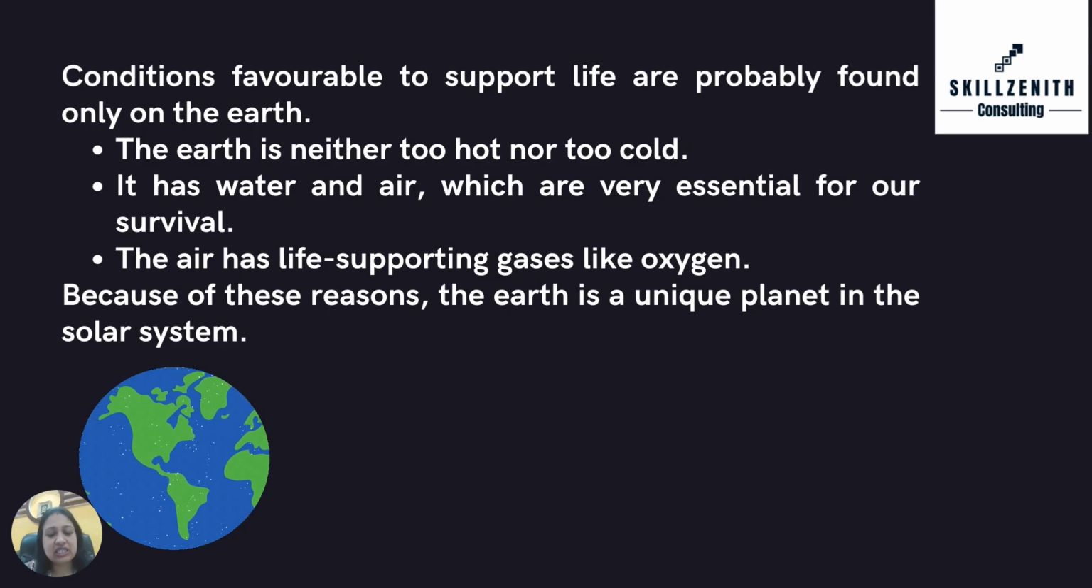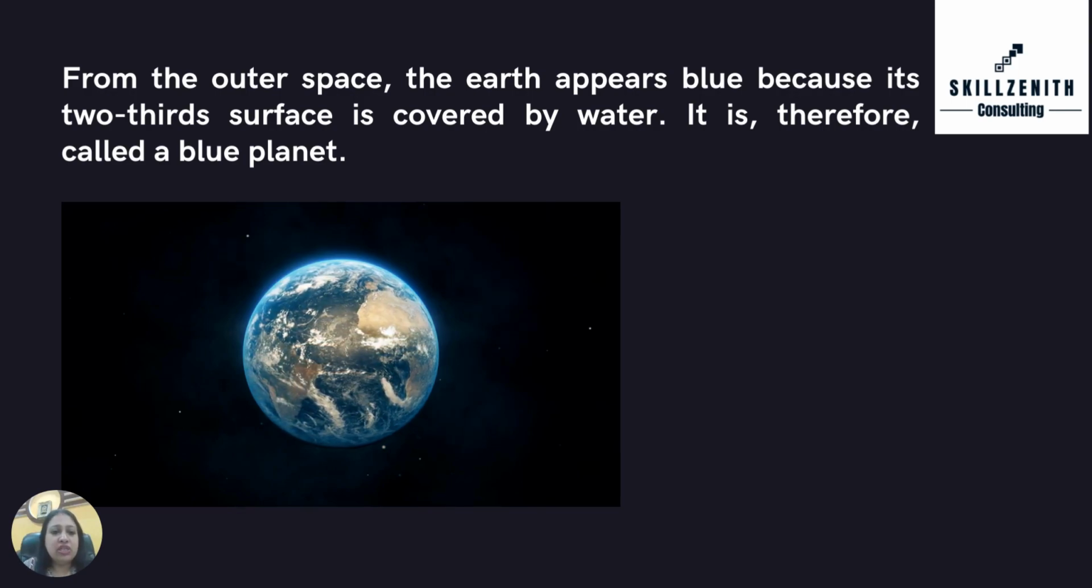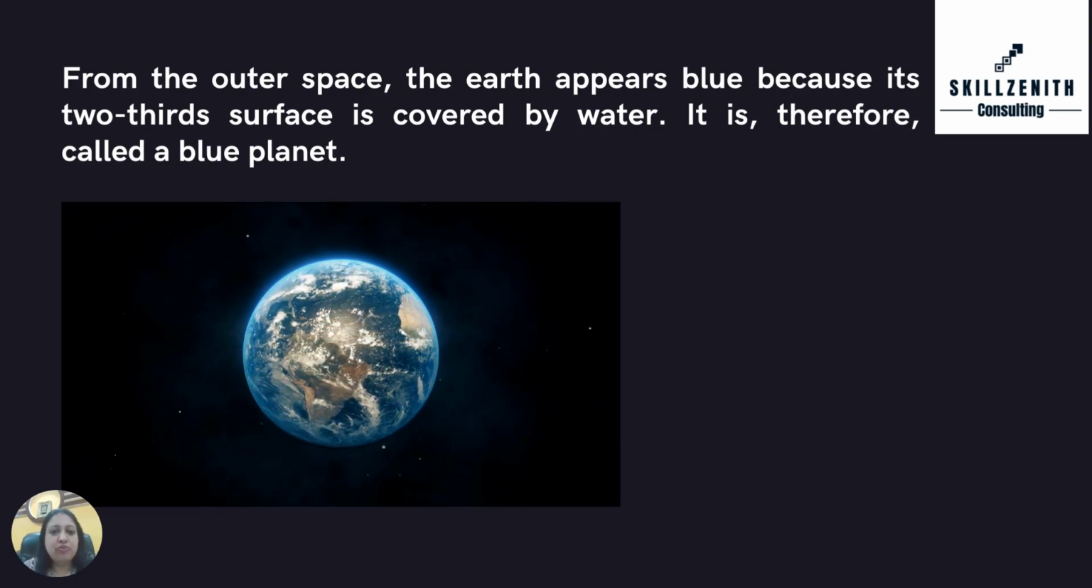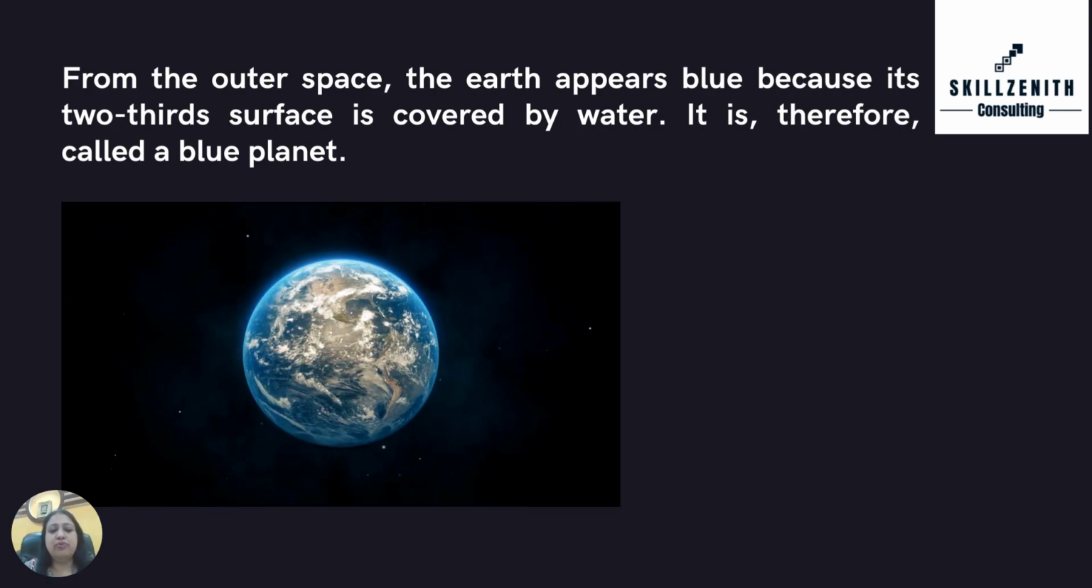So because of these reasons, the Earth is a unique planet in the solar system. In the solar system, this is the only planet, at least that is what we've discovered so far, that supports life, and these are the conditions that support it. Now, from outer space, the Earth appears blue because two-thirds of its surface is covered by water. It is therefore called a blue planet.